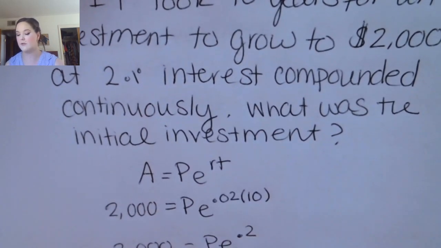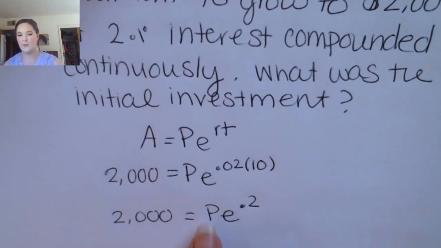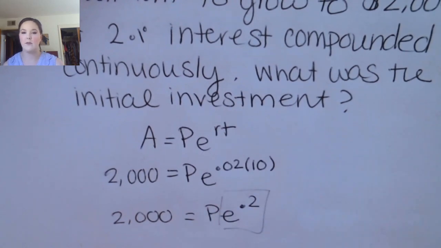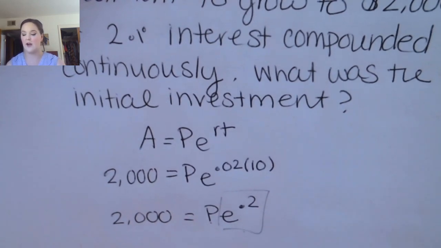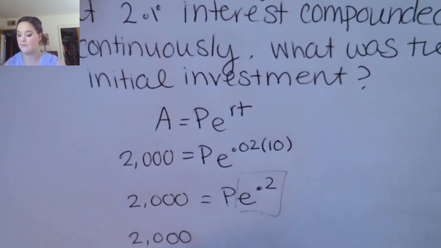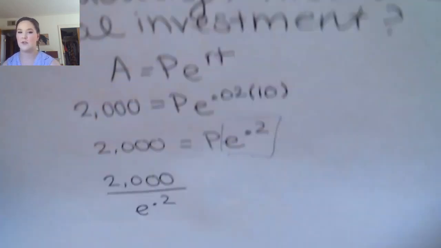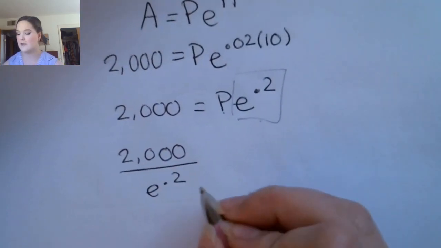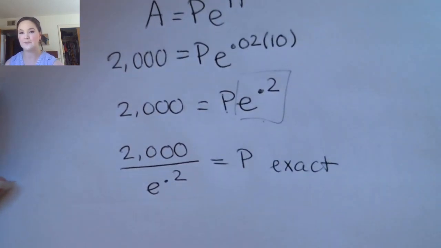Okay, so 0.02 times 10 is 0.2. Okay, and now this is my variable P, right? So this is actually a numerical value, right? It's just a number. So if I want to isolate P, I'm just going to divide by this numerical value. Okay, so I'm just going to take 2,000 and divide it by e to the 0.2. Okay, and this would be my exact answer.